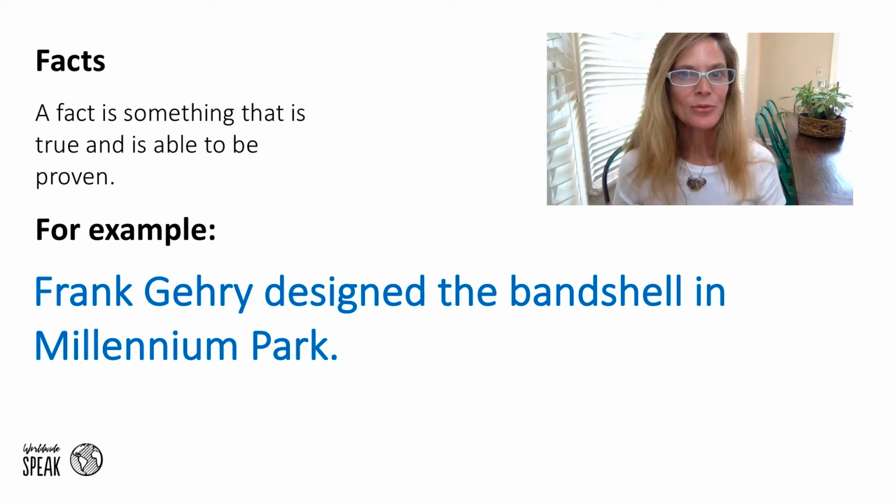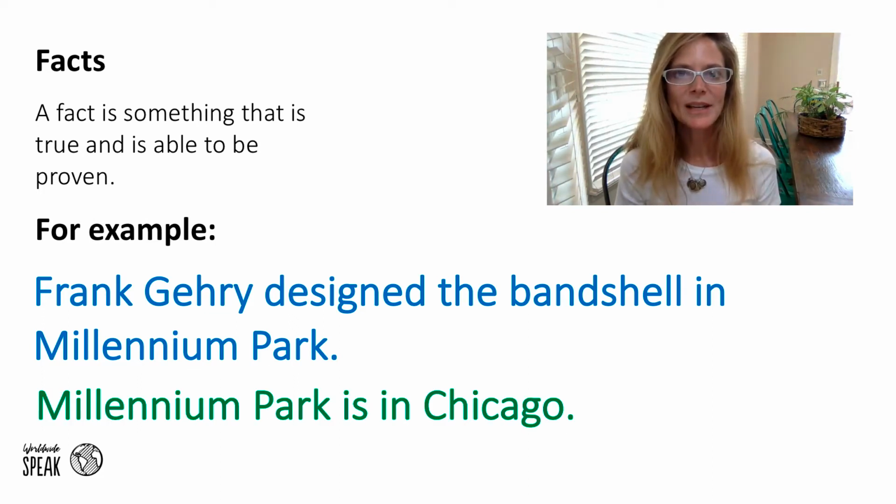For example, Frank Gehry designed the bandshell in Millennium Park. That is a fact. We can prove that. We can look it up and we can show that the architect who designed that bandshell was Frank Gehry. Another fact, Millennium Park is in Chicago. We can prove that. We can look at a map. We can look at facts about Chicago. We can go there and see the sign that says Millennium Park. It's in Chicago. Those are two facts that can be proven. We know that they are true.